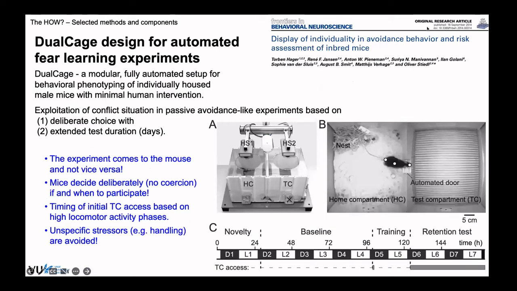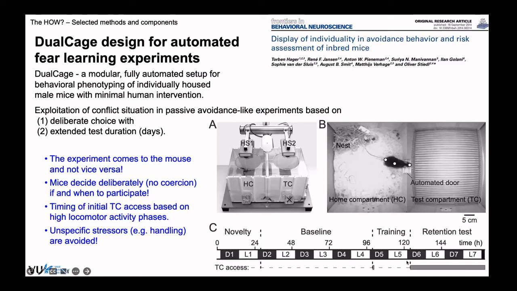So based on all of this, at some point we wondered, with all the experience of fear conditioning and passive avoidance, we wanted an experiment where the experiment comes to the mouse and not the mouse to the experiment. We wanted mice to deliberately, without coercion, participate in the task. We timed the initial test compartment to the locomotor activity that we observed in these systems, and thereby we avoided as much as possible all unspecific stressors.